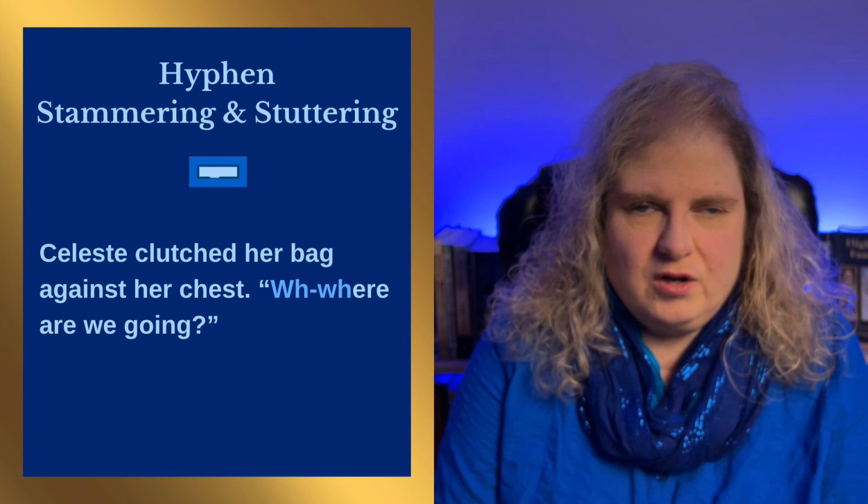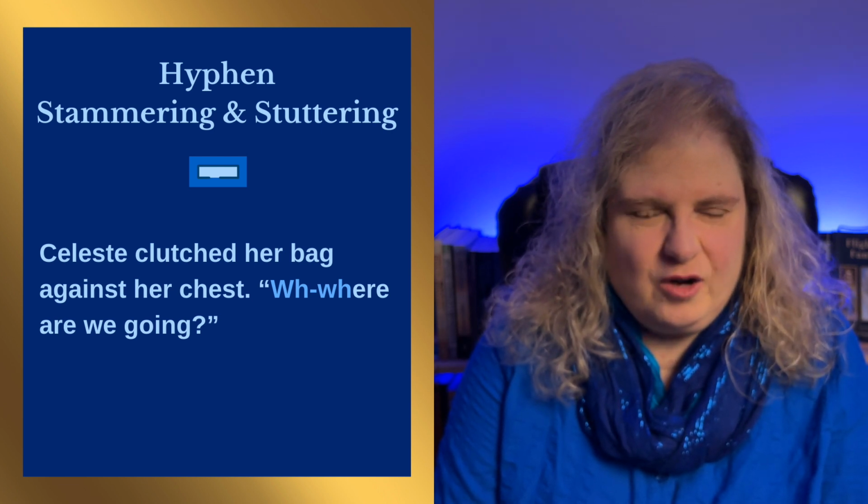Here's an example. Celeste clutched her bag against her chest. "Wh-wh-where are we going?" And notice here, we didn't just use the initial letter. When we have a combination like the WH that makes a single sound, we use both of those and we repeat the WH instead of just W and then WH, because that would be "w-where." But we want "wh-where" instead. I hope the sound of that came through for you guys.